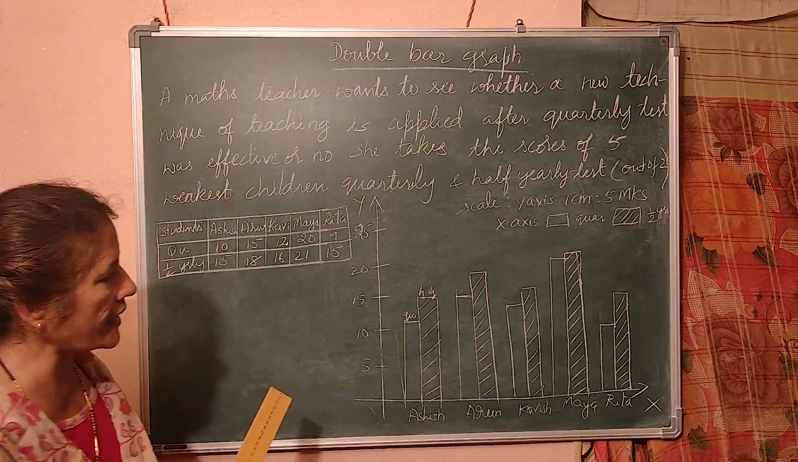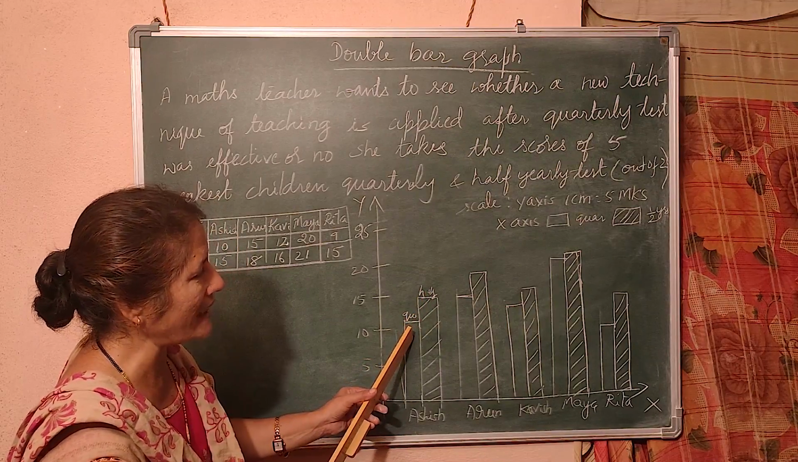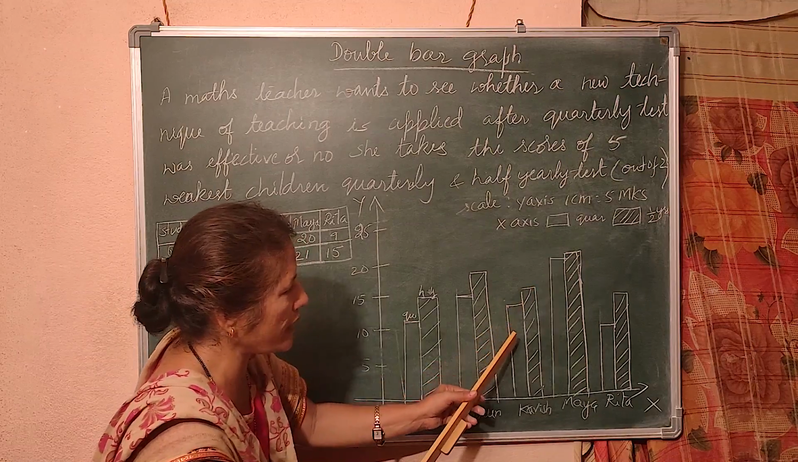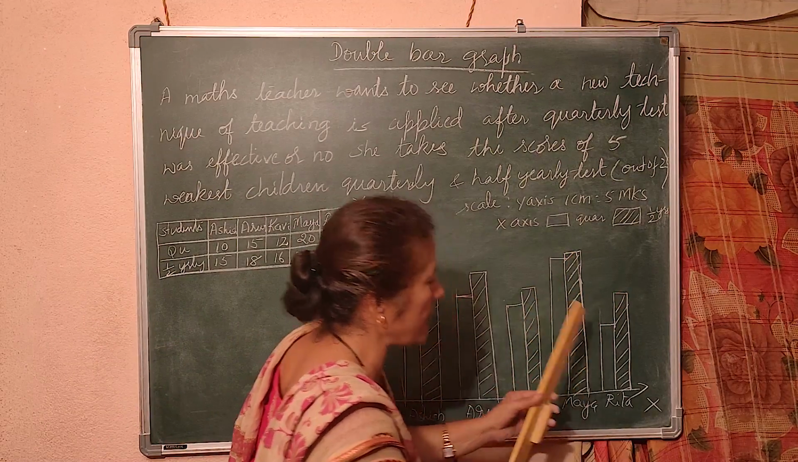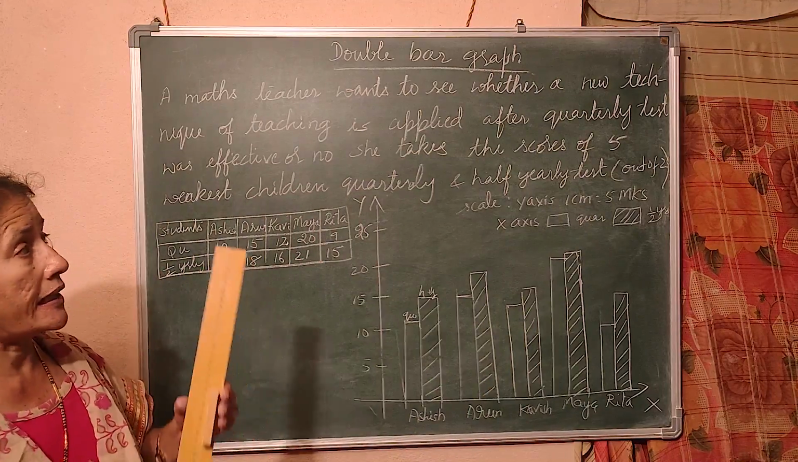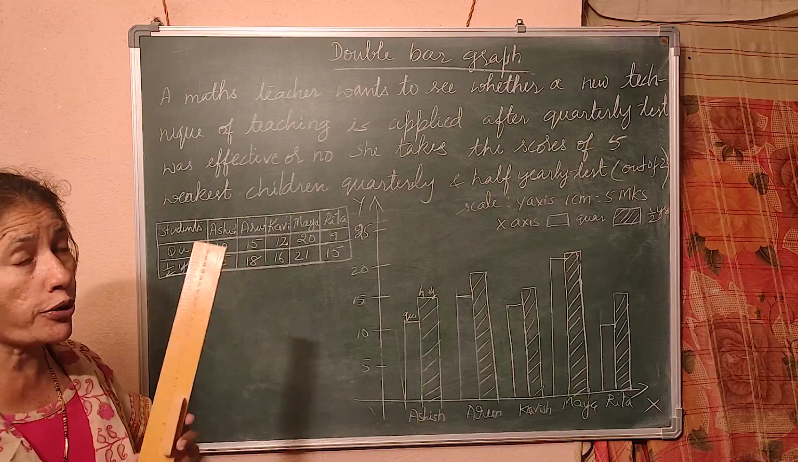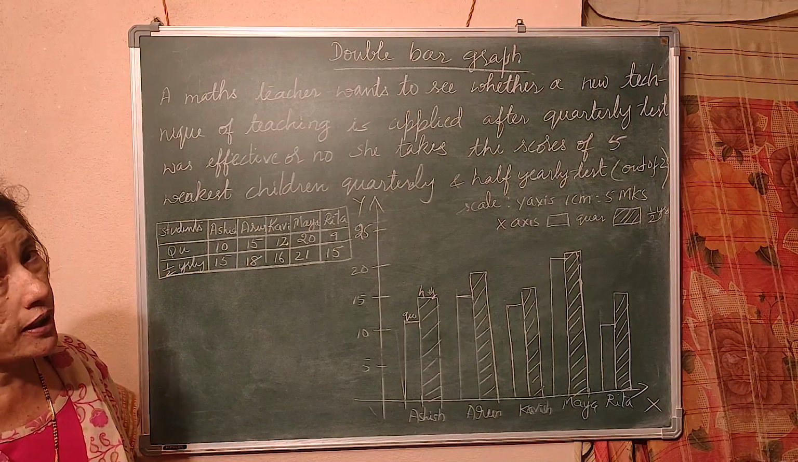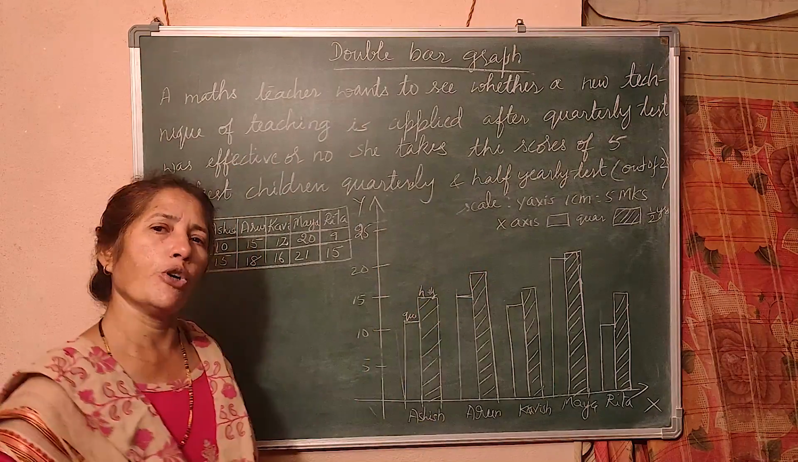So every time you see, this shaded part is more than the quarterly. Shaded part is more than this. That means the maths teacher has really put her effort to improve the children to get more marks in half yearly when she saw the results of quarterly.